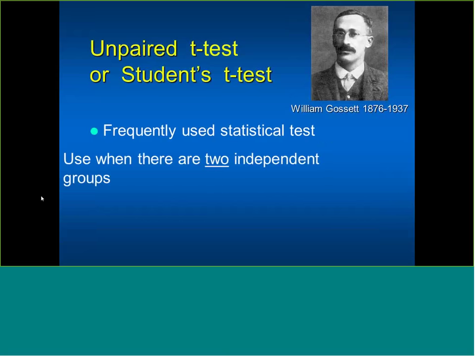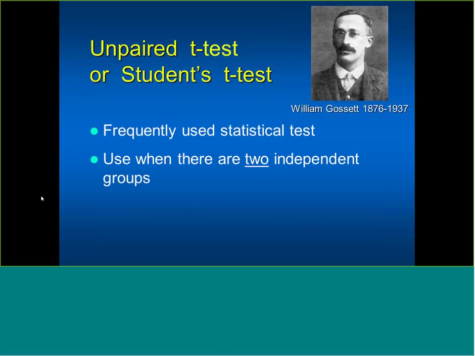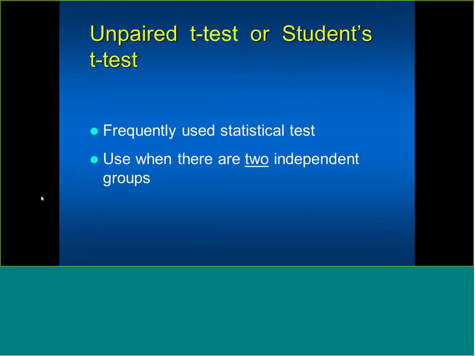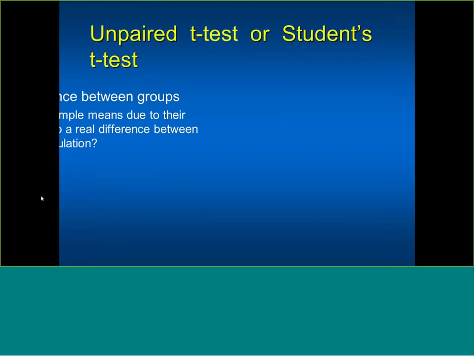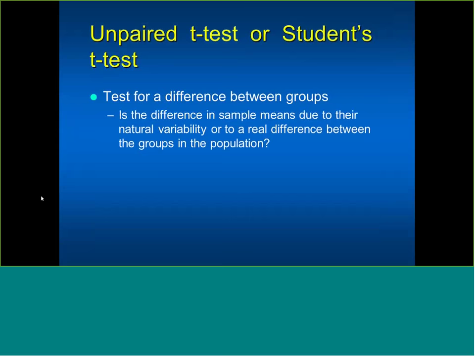And it's a very common test when you have two independent groups and you want to see if there's a difference between them. Remember I told you at the very beginning, you've got to figure out what kind of statistics you want. Are you looking for a difference between groups, or are you looking for a correlation or an association? So here you're looking for a difference between groups.